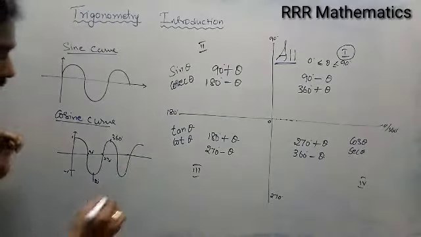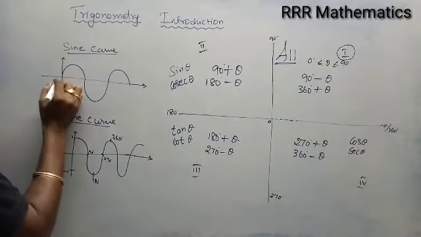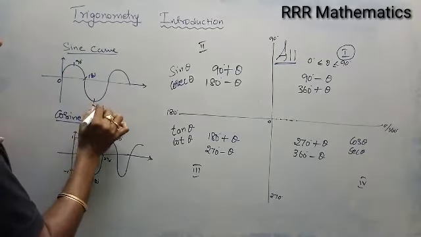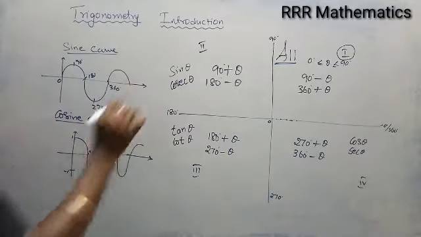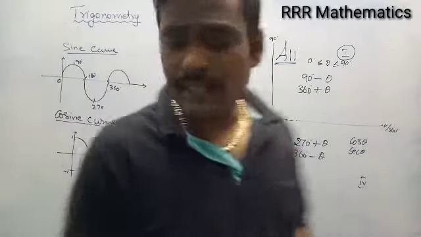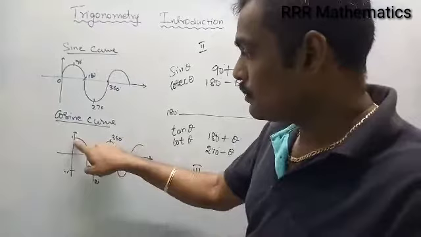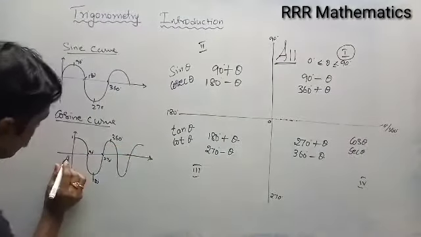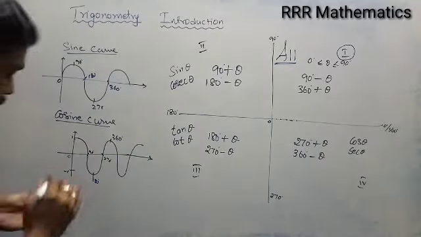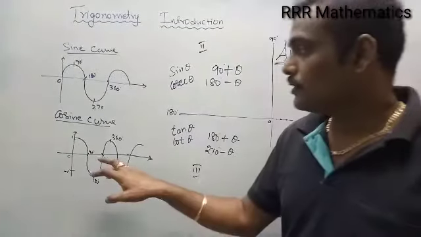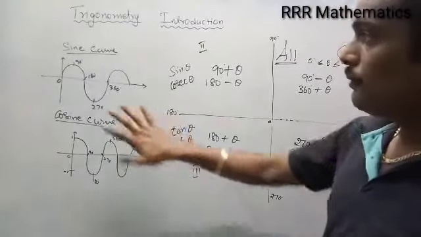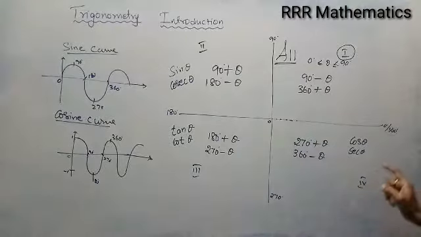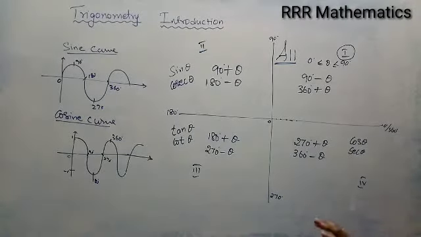What I explained for the sine curve, similarly here 0, 90, 180, 270, 360, it will be repeated. For the cosine curve, it starts from here because cos 0 gives 1 and cos 90 gives 0. Cos 180 gives minus 1. It will go like this. This is the structure of the cosine curve. Now, with the help of the sine curve and cosine curve only, we are going to say in the respective quadrants which functions are positive or negative.